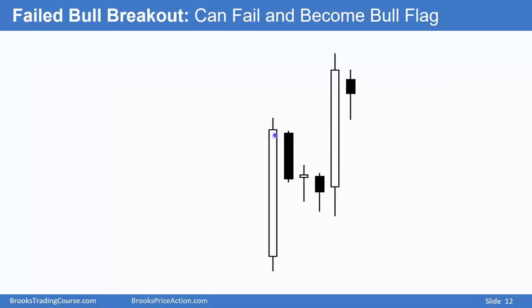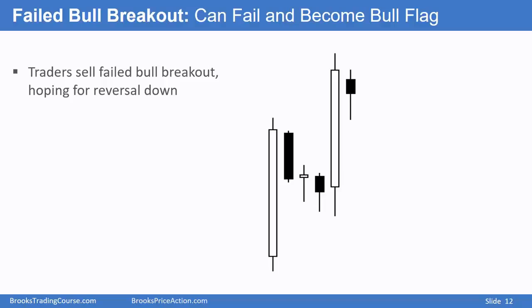Here we have a bull breakout and an attempt to make the breakout fail. And by this bar going below the low of that bar, it triggers a failed bull breakout. A lot of traders will sell on a stop below that bear bar, betting that the bull breakout will fail and reverse down.